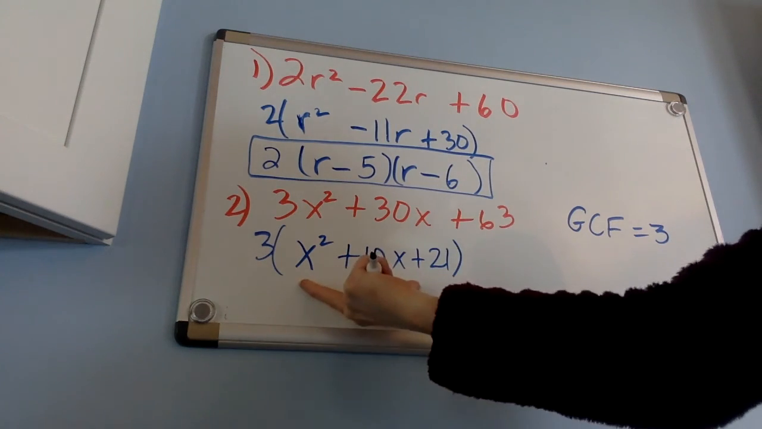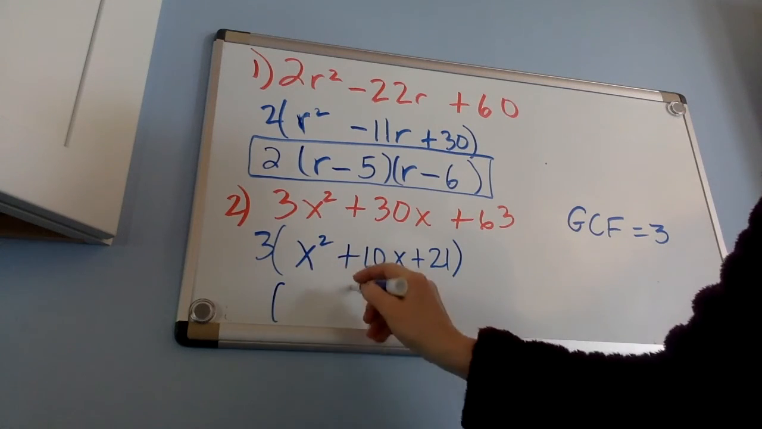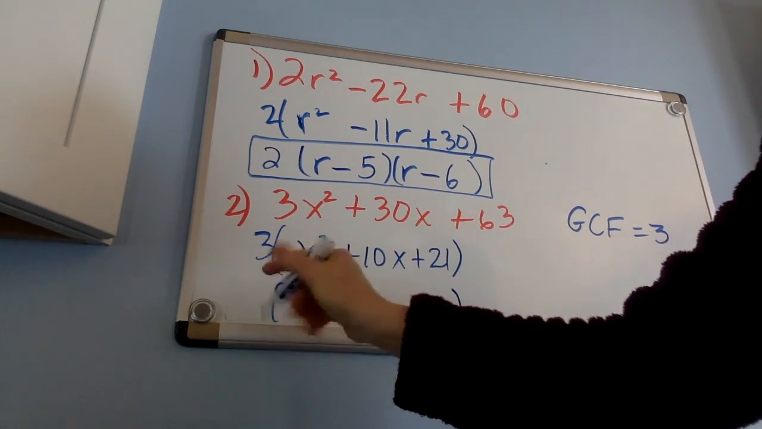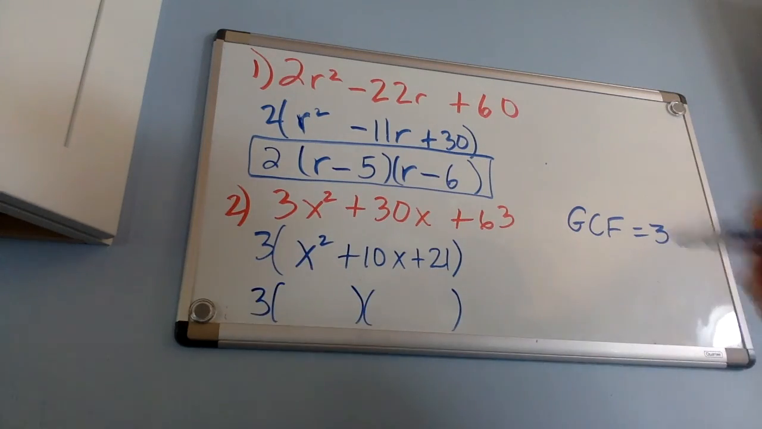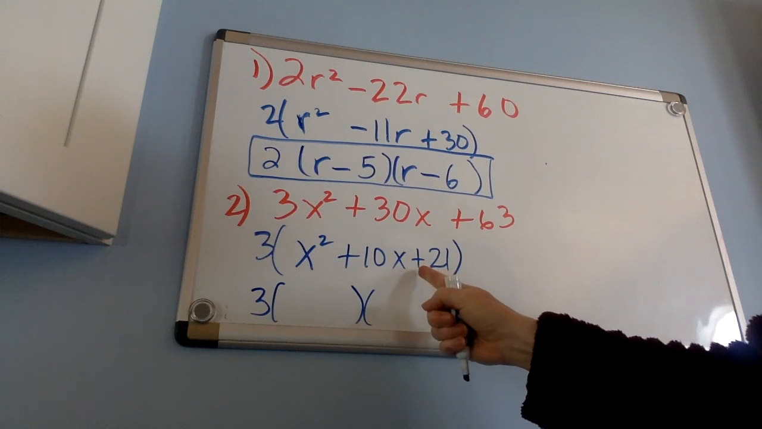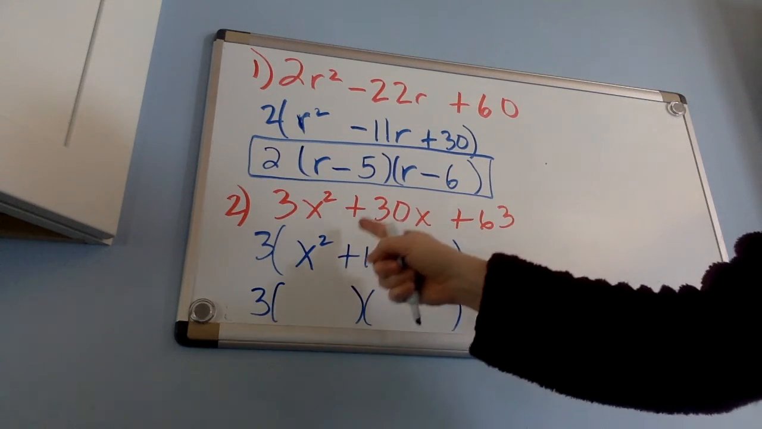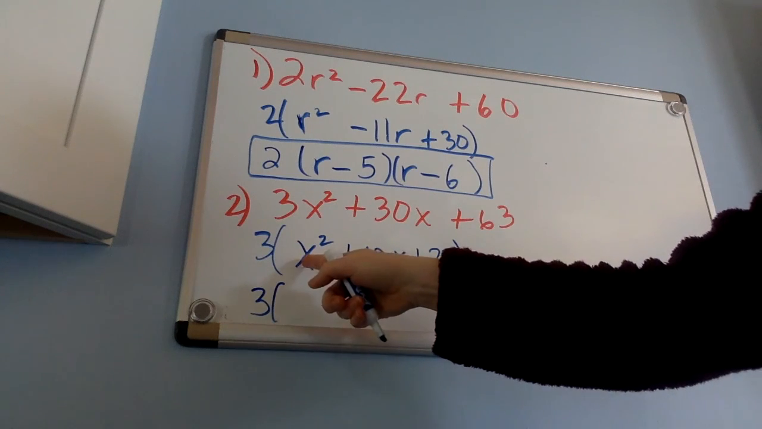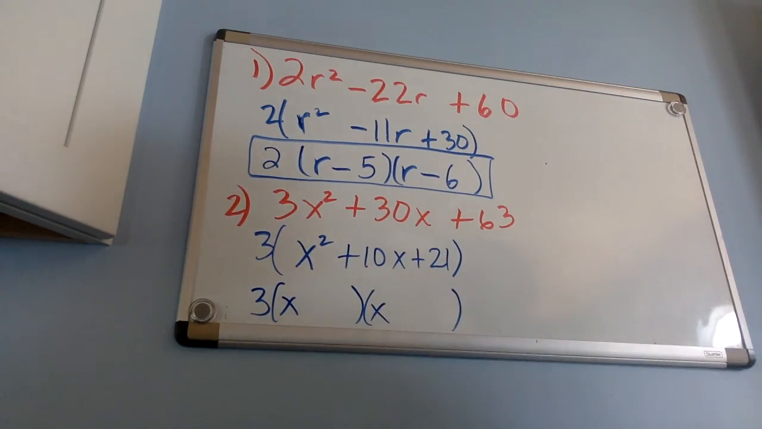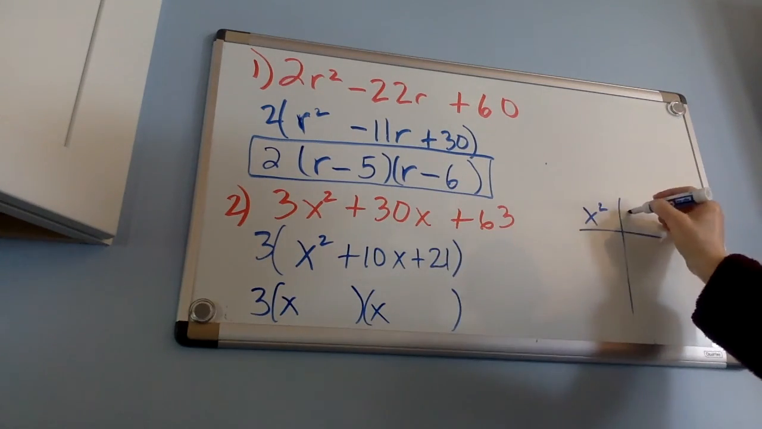I want to see if I can factor this, and I can. So I need to set up my parentheses for factoring this trinomial. Don't forget my factor of 3. And now I want to find two positive numbers because my last term is positive. They're going to have the same sign, and that sign is going to be positive. I know the only way to get x squared is if I have x as the first term in each set of parentheses. And I need to get a positive 21 here.